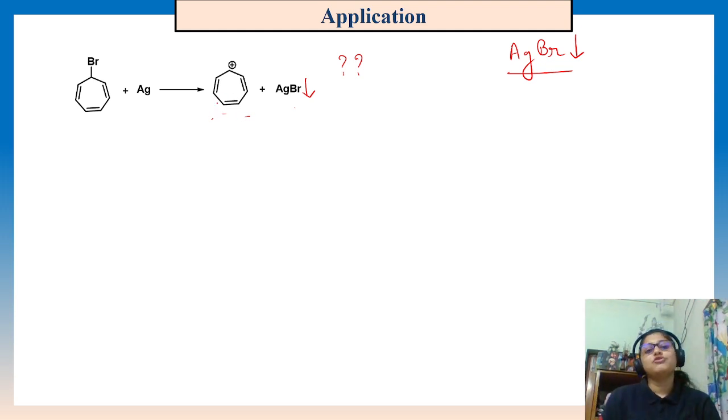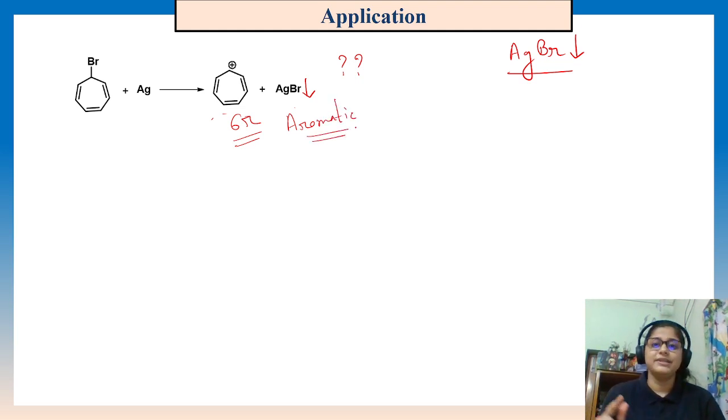Okay. So let's check the stability of this cation. 1 2 3 4 5 6, 6 pi electrons, conjugated 6 pi electrons, planar. We have seen, if a negative charge is there, then it will be non-planar, otherwise it is planar. So it is aromatic. Aromatic, it is stable, so the reaction is favorable.